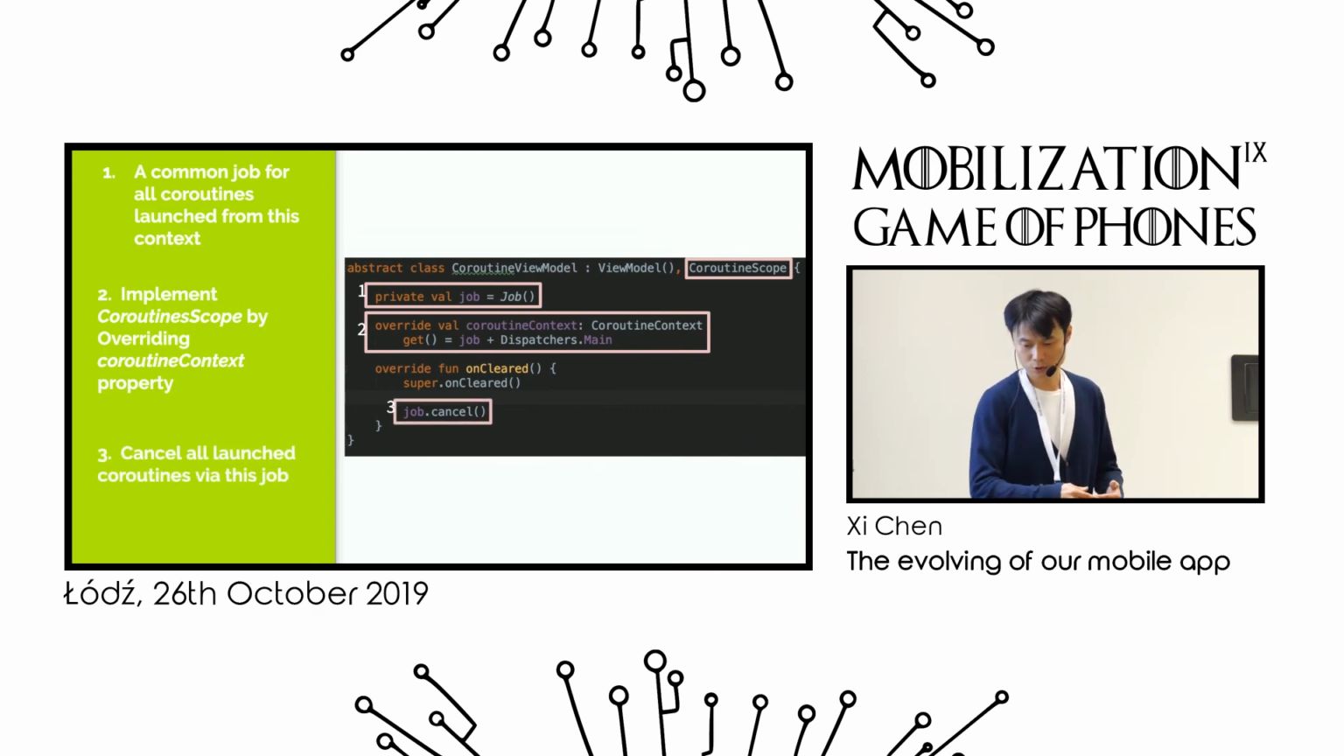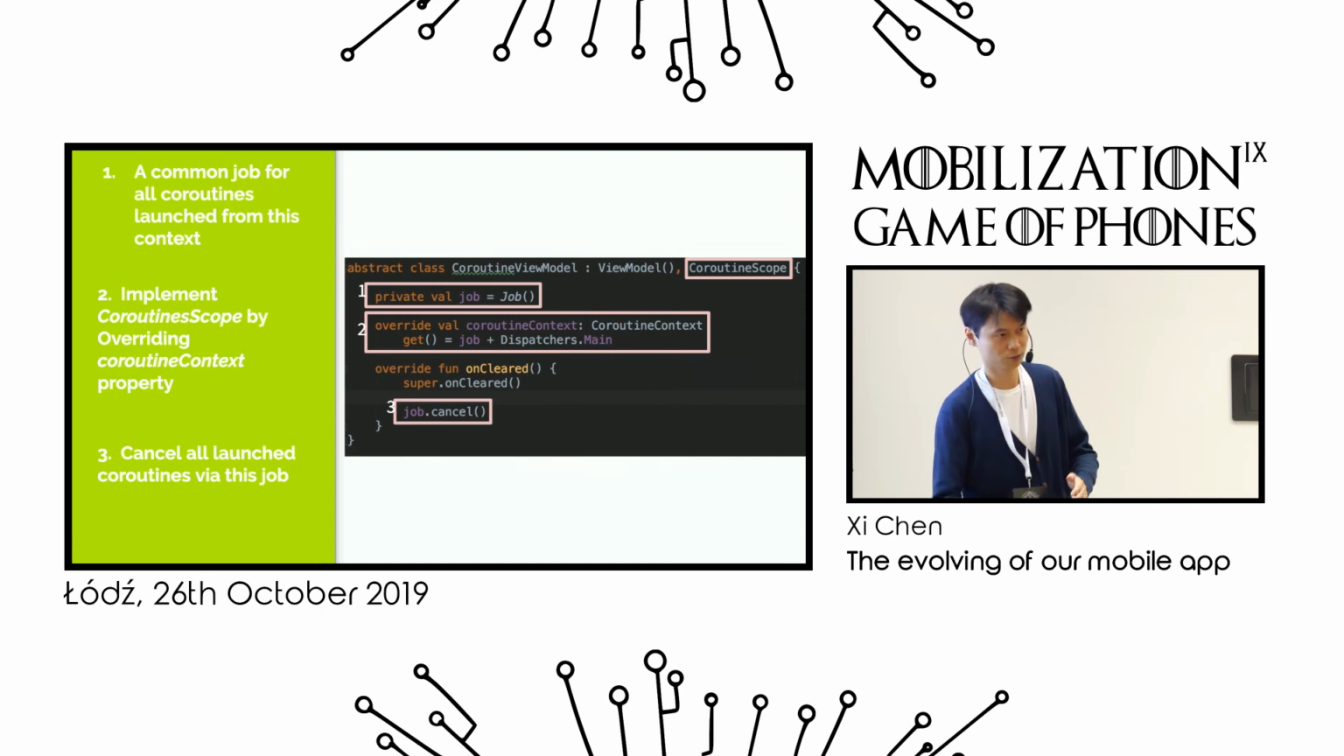Then when we cancel the job, everything started from this coroutine will be canceled, will be terminated. That's a nice thing. Imagine if the user swipes the screen and the view gets destroyed, through the callback we can call the view model to stop everything observing data, then just stop everything through this job.